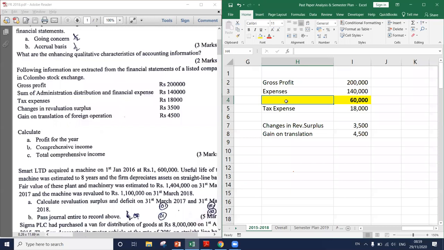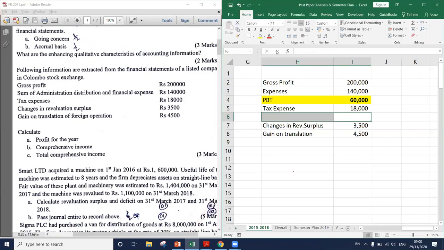Not exactly. This is not the net profit figure. Why we have not deducted the tax expense? Before deducting the tax expense we have 60,000. So this is what? Profit before tax. Exactly. Profit before tax. In short terms, we call PBT.